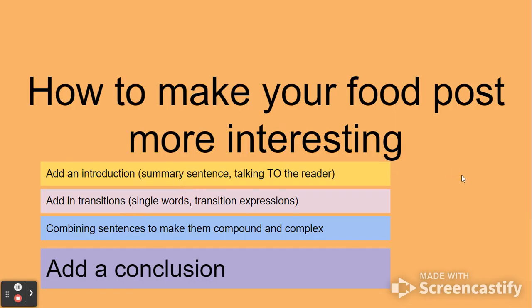So for your upcoming activity, which involves correcting your paragraphs, and for your practice tomorrow of actually writing your paragraphs, and for your actual UCA test on Friday, you want to make sure that you include an introduction. You want to make sure that you include transitions. Make sure that you have a good variety of compound and complex sentences mixed in with simple sentence structure.